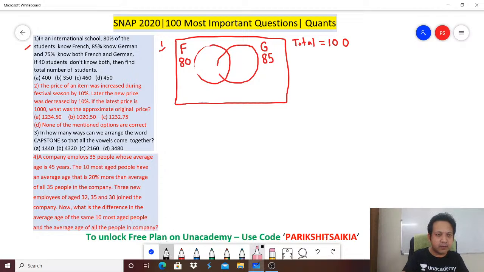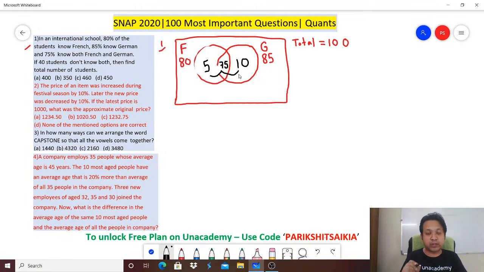Now think about it. 75% know both French and German, so this part is going to be 75. The entire circle for French is 80, so obviously this is going to be 5. Similarly, if this is 75, the entire German circle is 85, so this is going to be 10. How much have you got? 5 plus 75 is 80, 80 plus 10 is 90. So till now you have got a total of 90.